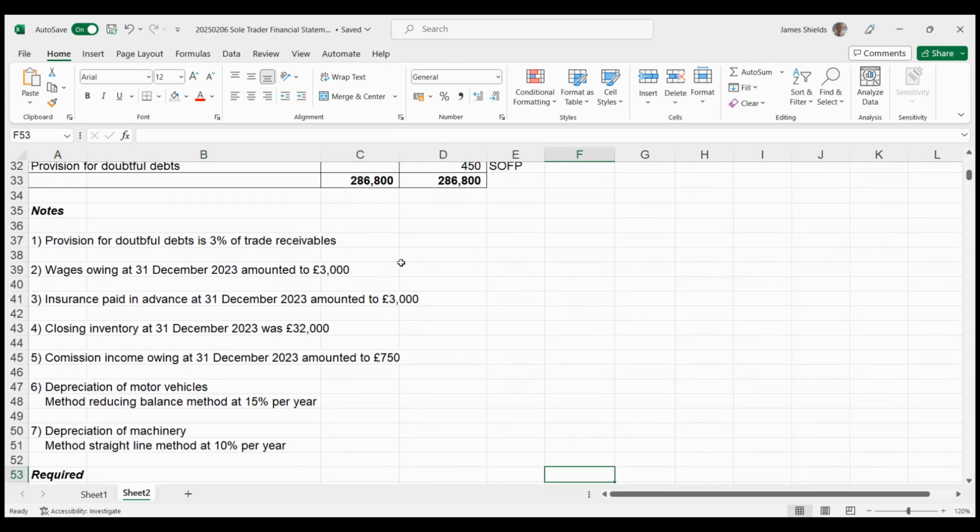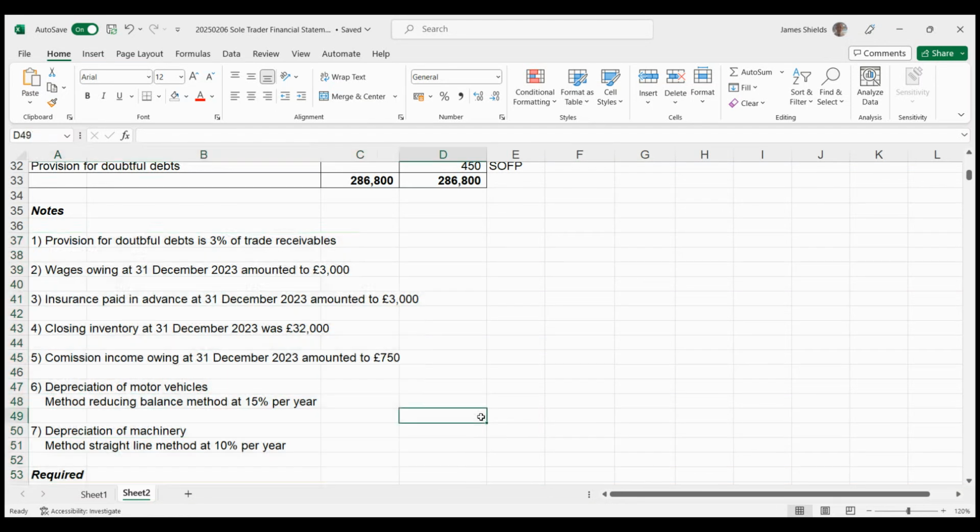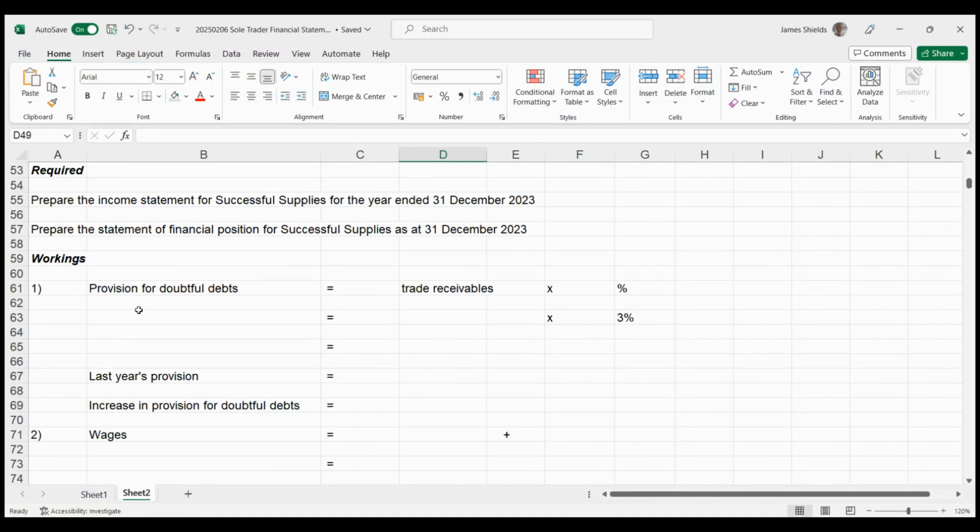Now, the first thing I'm going to do is go through all of these 1 to 7 workings. That's what we're going to work out now, and each one's going to have a number. So, working number 1, provision for doubtful debts. That's your trade receivables times the percentage. We're told in the question that the percentage is 3%.